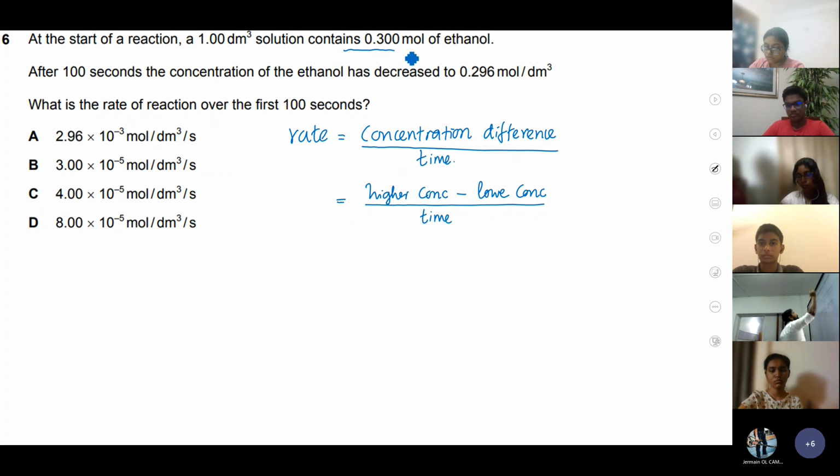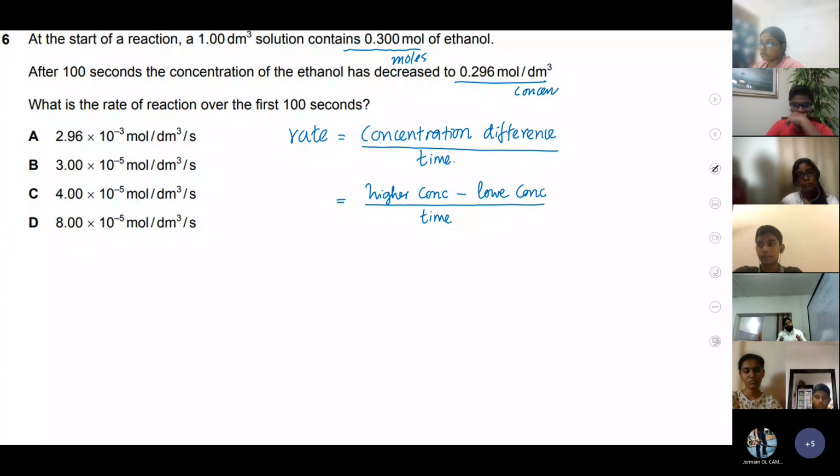Please underline important stuff, and while you are underlining, mindfully label them. This is moles. This is concentration. You can understand they don't tally. You can't use both of them in the same equation. Then you realize I have to either convert moles into concentration or concentration into moles if you are going to subtract. So remember that as a very important exam tip. Read, underline, label your data.